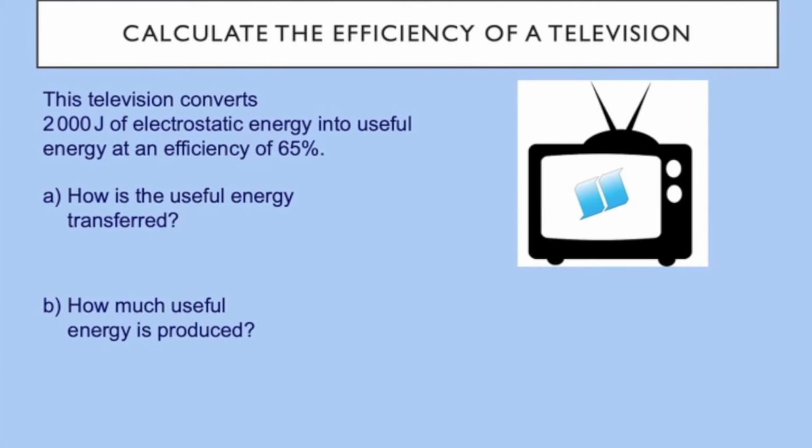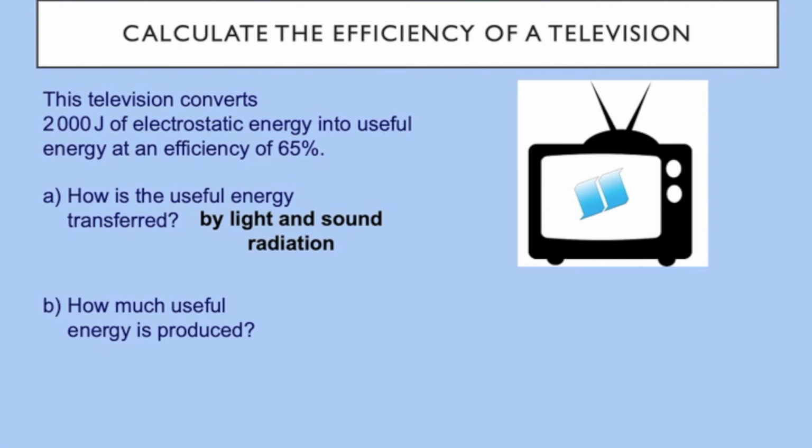So let's have a look at A. How is the useful energy transferred? It's coming in as electrostatic energy, so it's being radiated out as light and sound. We want pictures from our TV and we want sound. So we don't really want heat. That's going to be the wasted energy that's coming out. It's going to be converting into heat, and so it's going to be transferring the store of energy into the thermal store in the surroundings, and we don't want that. We want it to be radiated as light and sound.